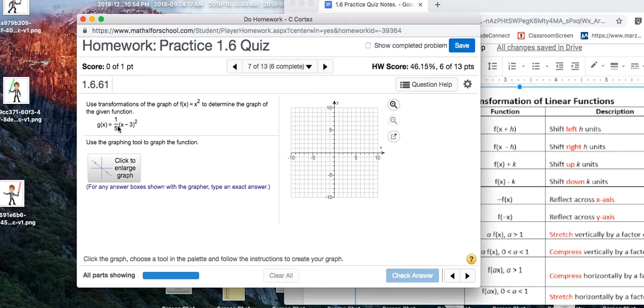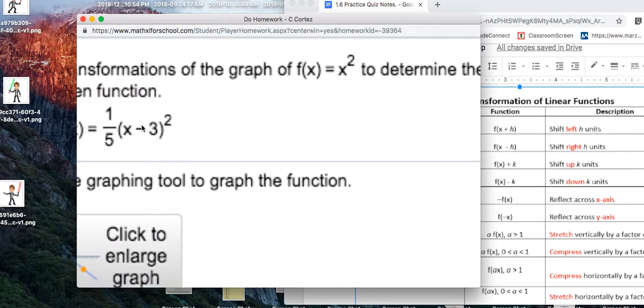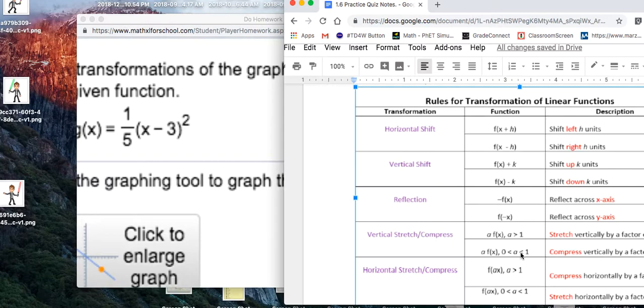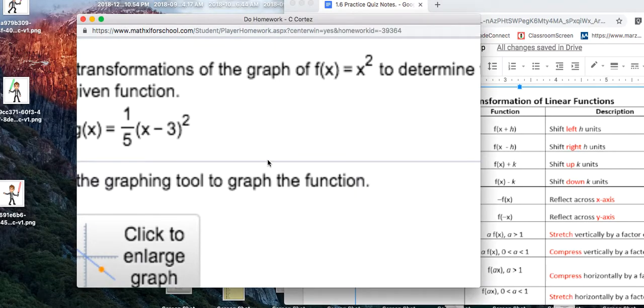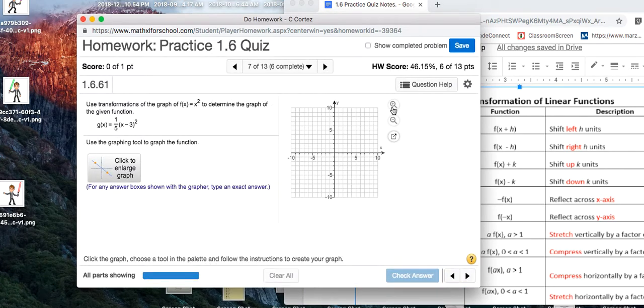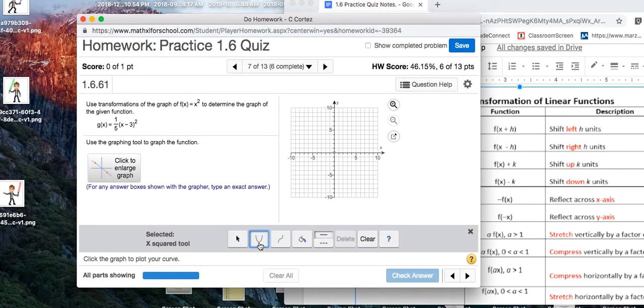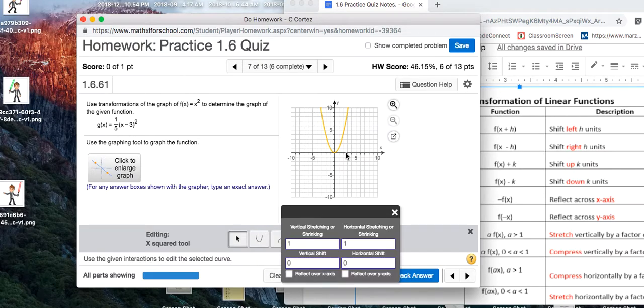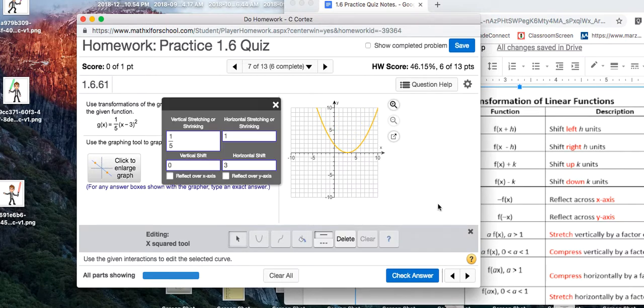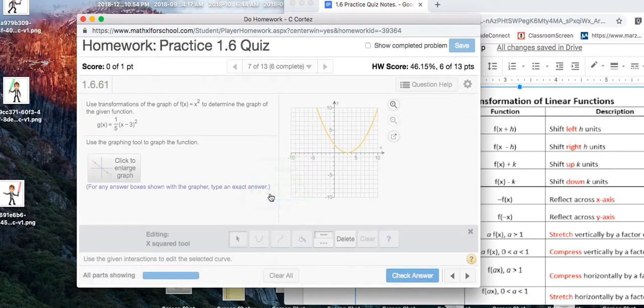Be pretty cool. We see that outside parentheses, we have 1/5, which is in between 0 and 1. So this is a compress vertically by 1/5. This is also a horizontal shift to the right 3 units. So we're shifting this over 3 units, and it's a vertical stretch of 1/3. Sorry, 1/5. Got that. Check it, we're good.